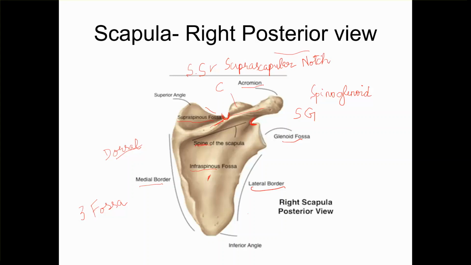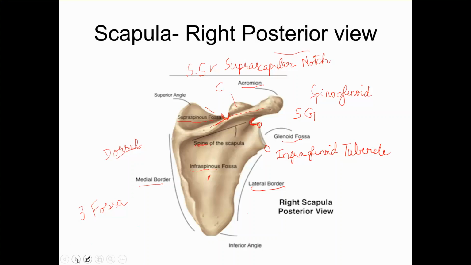Okay, now there are two tubercles. It's not seen in this view, but there are two tubercles. One tubercle over here will be called the supraglenoid tubercle, and the one below is called the infraglenoid tubercle. It's a very small projection. You can trace it just along the glenoid fossa. Okay, now let's move on.